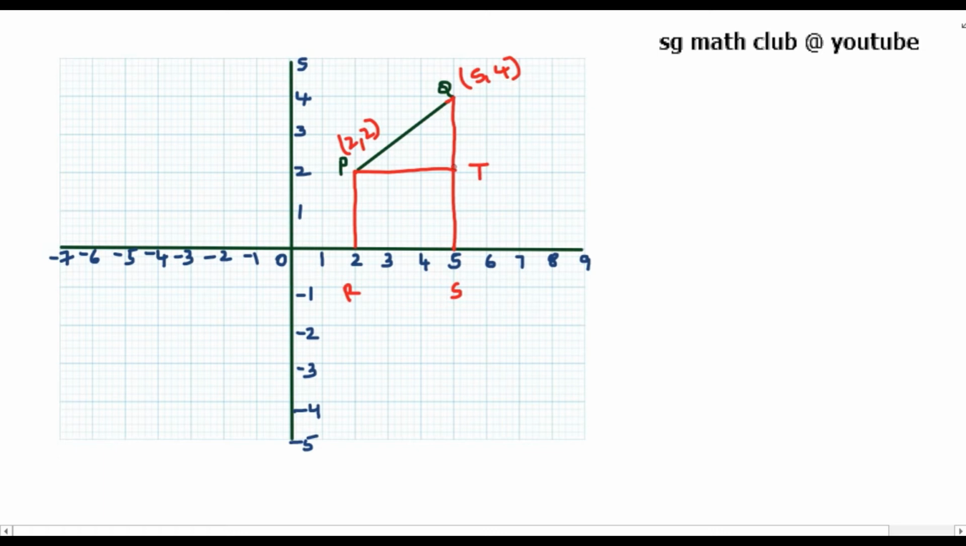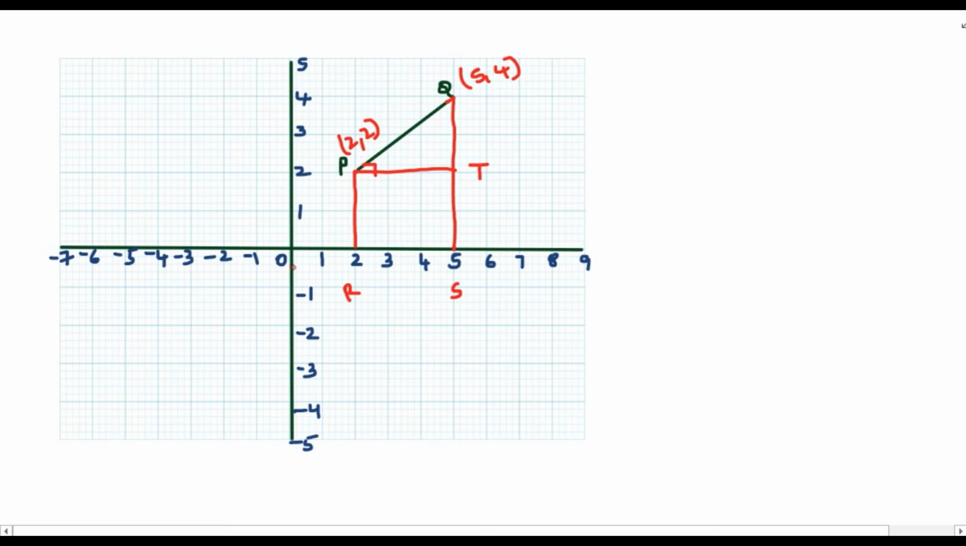Now we have a right angle triangle. We can use Pythagoras theorem and find the distance between P and Q. So what is the distance PT? It is very easy to find out. Since we have drawn the perpendicular, RS and PT will both be the same.